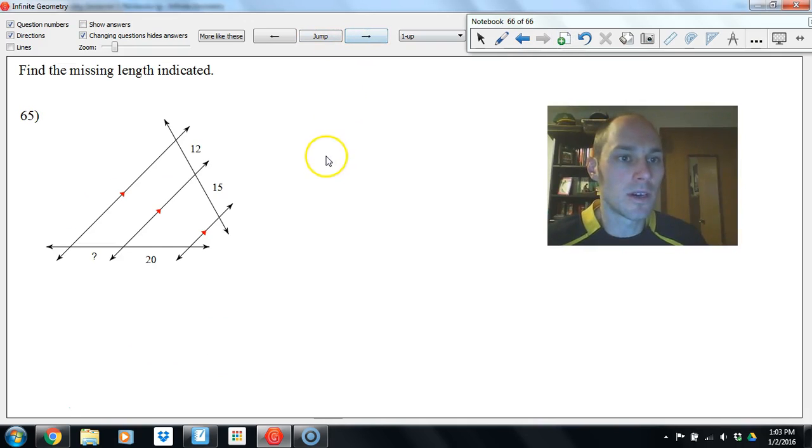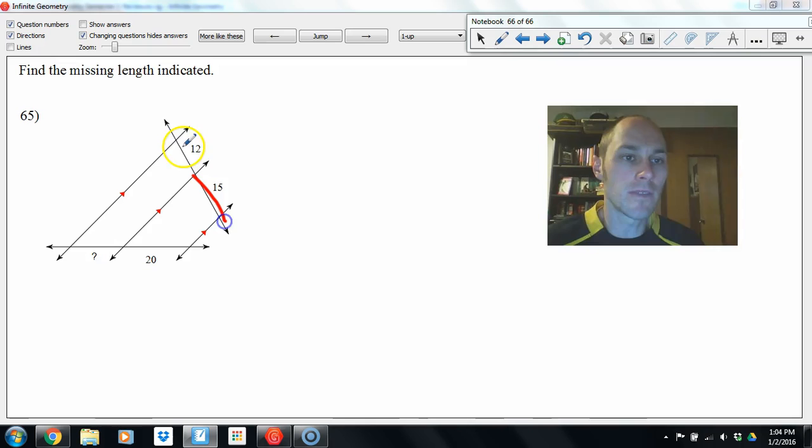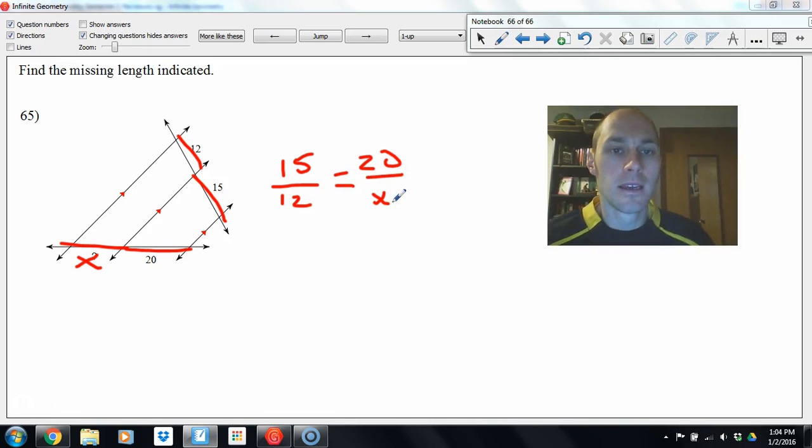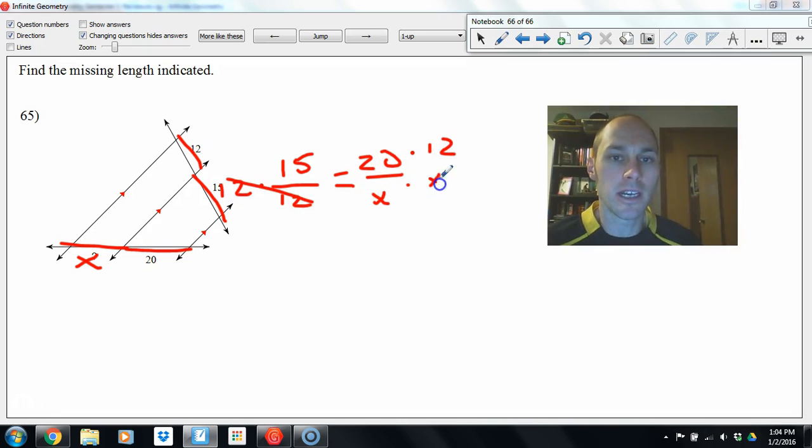Moving along, next one. We've got two lines that are split by three parallel lines. Even though we don't have triangles, we know they're going to be split proportionally. So 15 to 12, in the same way that the other side is split 20 to x. So solve this proportion, multiply both sides by 12. Multiply both sides by x.